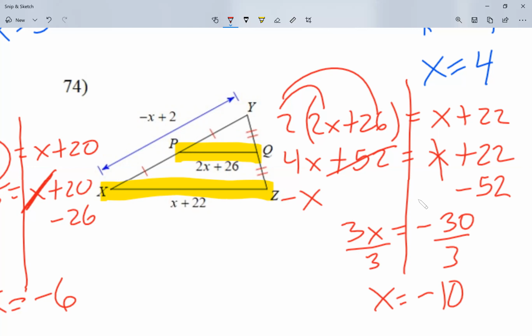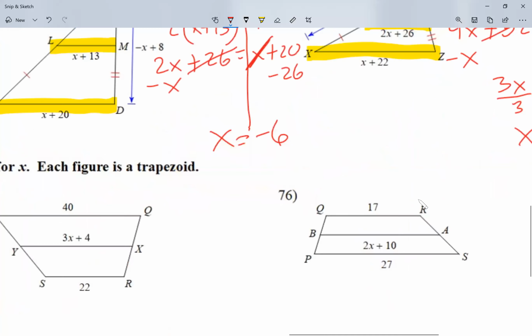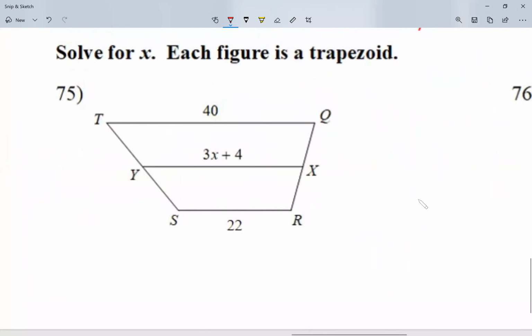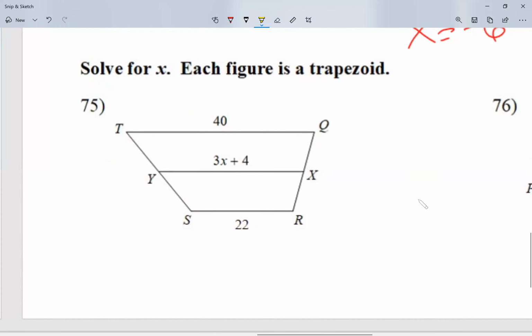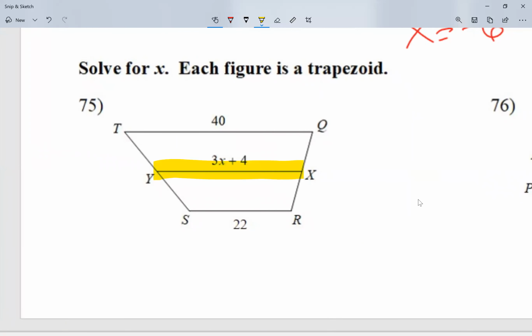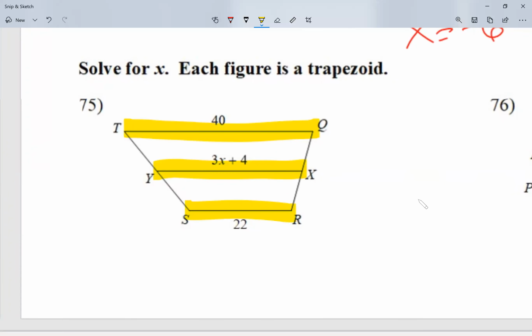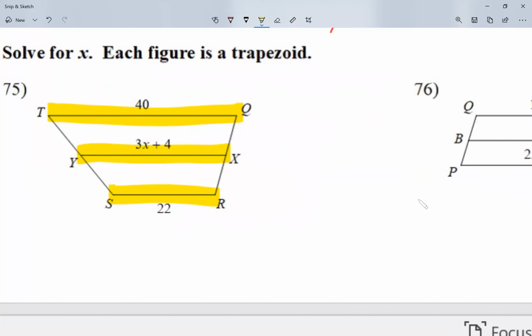Another thing that we saw was the mid-segment of trapezoids. So let's take a look at number 75. Solve for x, each figure is a trapezoid. So the mid-segment is right here in the center. That's the mid-segment. But now this segment is parallel to two sides. One of the sides is 40 and the other side is 22. I'm going to use all three measurements.